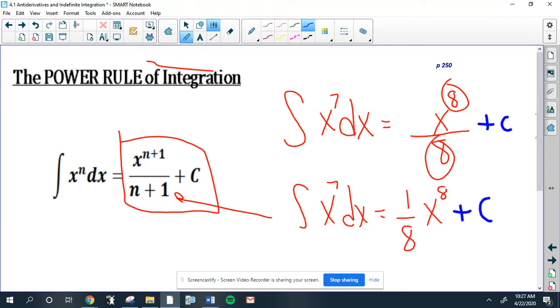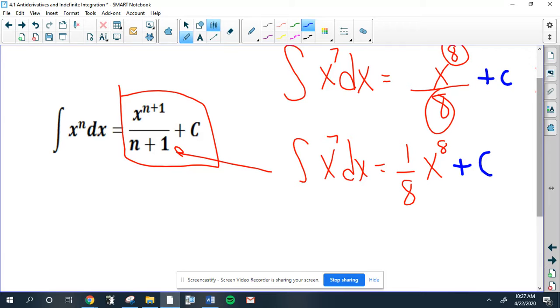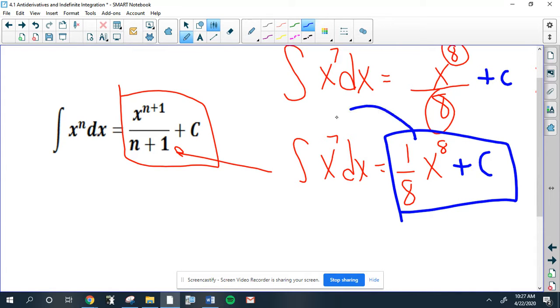The way to check these is you have to make sure that the derivative of your answer equals this. And I don't think I identified what this is called. The thing you're taking the integral of is called the integrand. Very similar to, if you remember when we talked about taking the square root of something, the square root is a radical sign. What we're taking the square root of is called the radicand. Well, this is very similar to that. So that's how you follow the power rule.